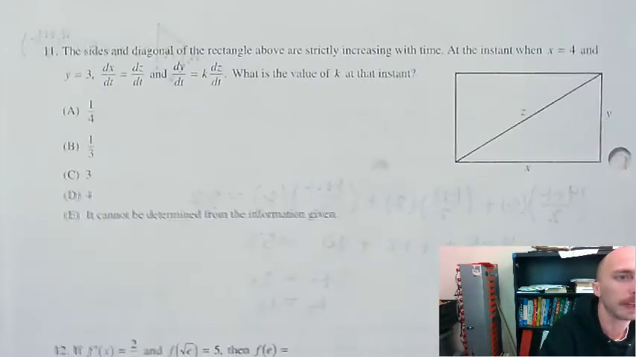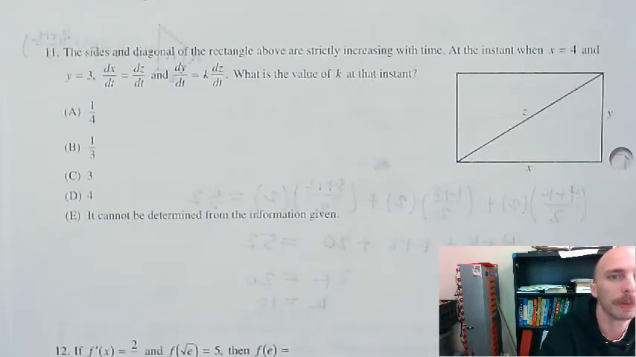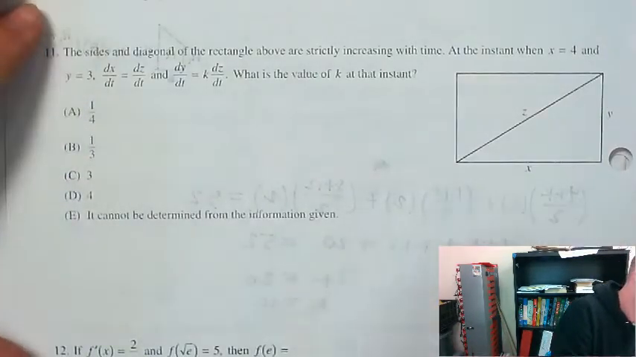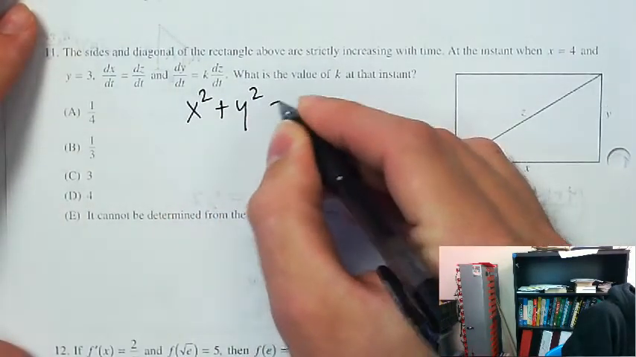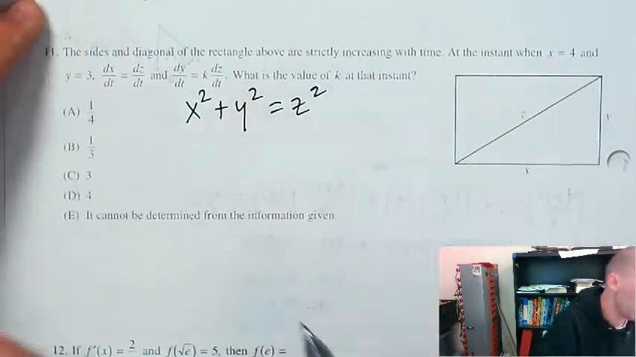Okay, the sides and diagonal of the rectangle are strictly increasing with time. At the instant when x is 4 and y is 3, z is going to be 5. And dx dt equals dz dt, and dy dt is proportional to dz dt. Okay, well, what do we know about this right triangle for sure? That's going to be x squared plus y squared equals z squared.